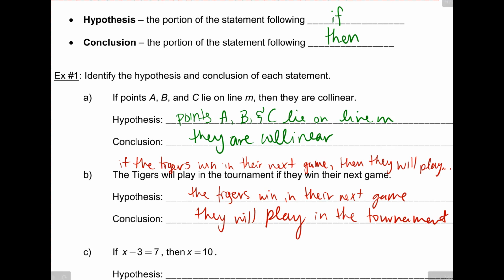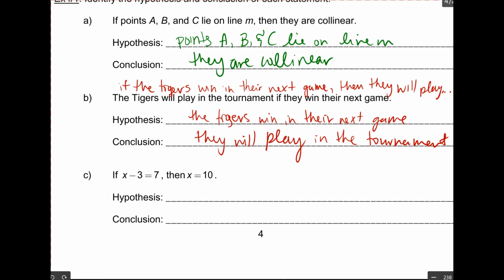Okay, so sometimes we're going from super clear, where I gave you the words if and then, to now we have to rewrite it. Ooh, this is an interesting problem. So if x minus 3 equals 7, then x equals 10. So the hypothesis is x minus 3 equals 7, and then I can conclude that x is 10. So that's chill. That's a chilly dog.